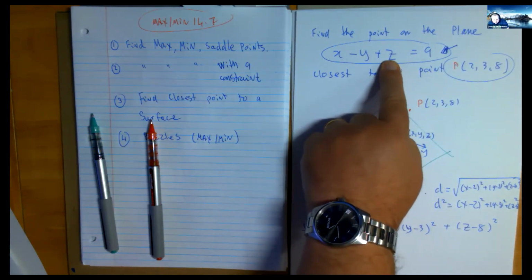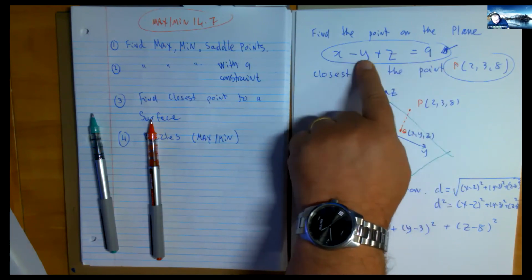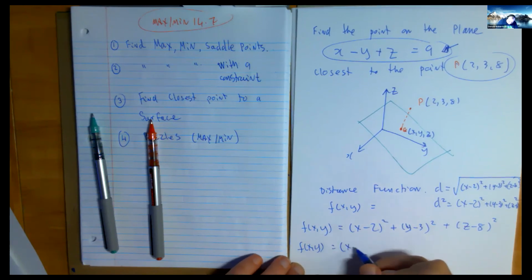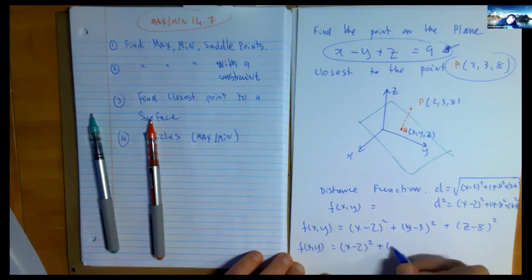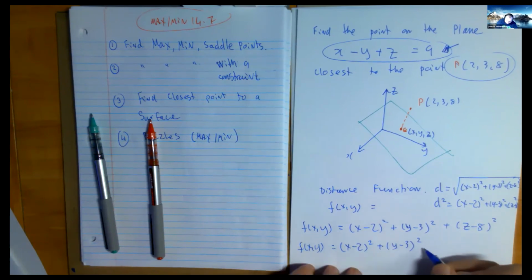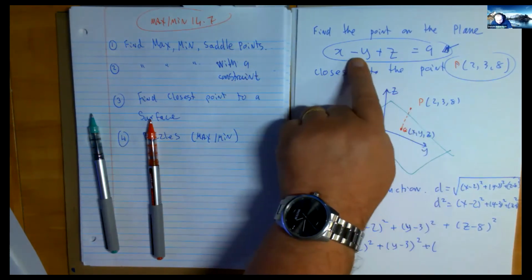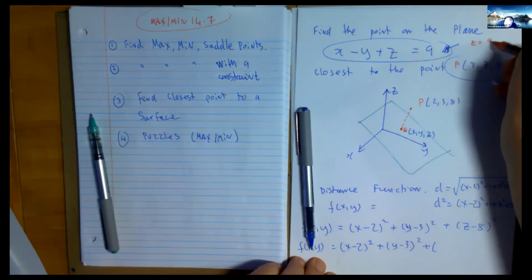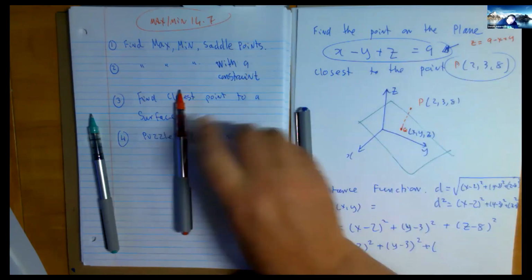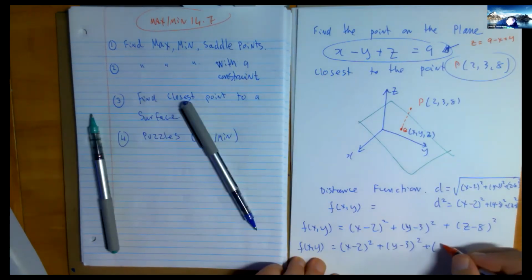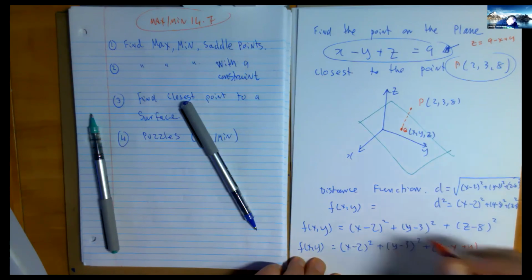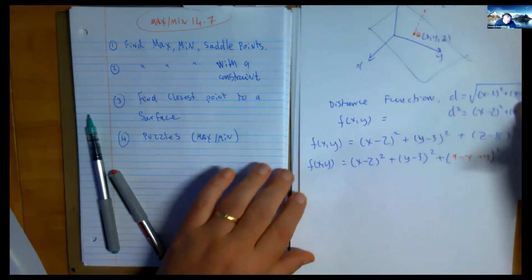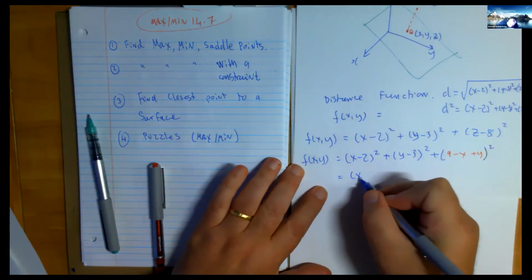If you rearrange this, won't z be 9 take away x add y? So our distance function is going to be x minus 2 squared plus y minus 3 squared, but instead of the z, I'll rearrange this to get the z, and it's going to be 9 take away x add y. And now we have the function that we work with.